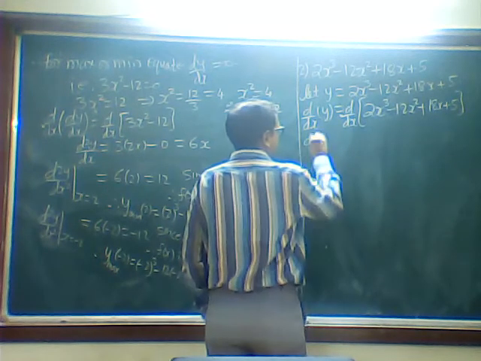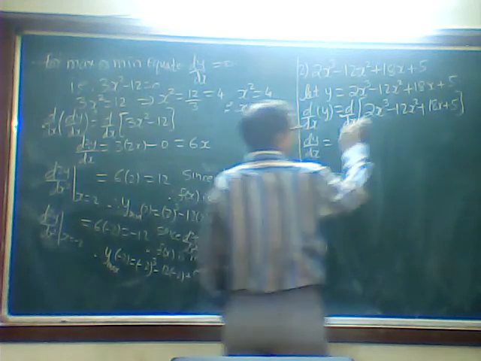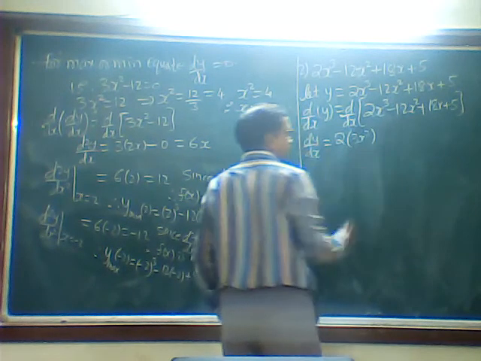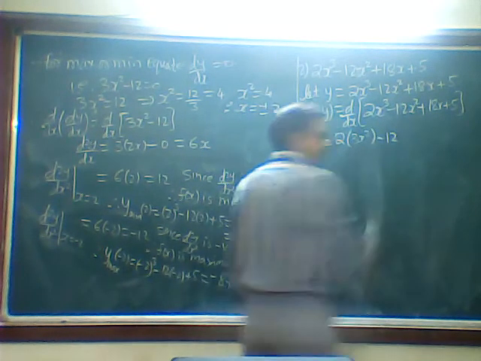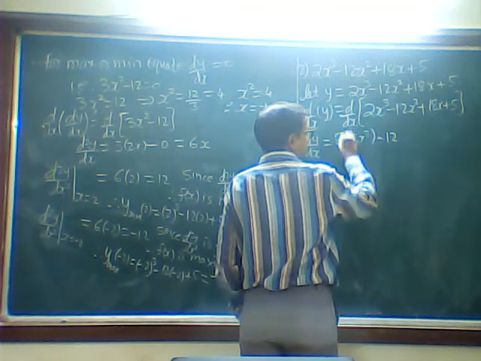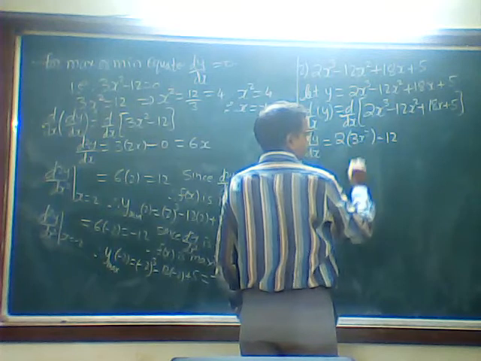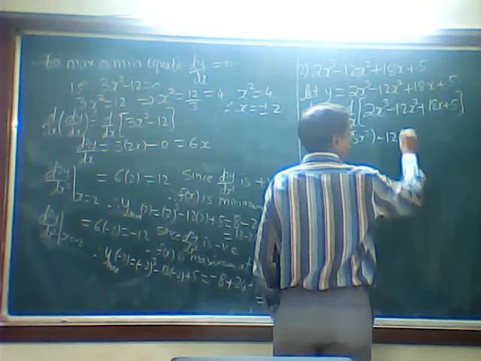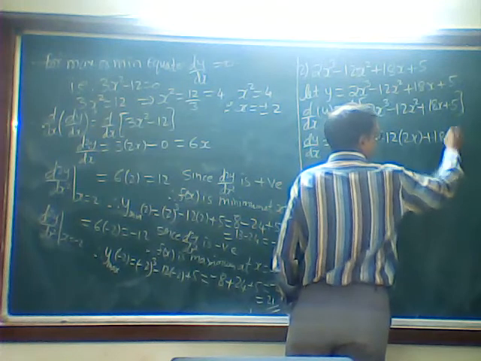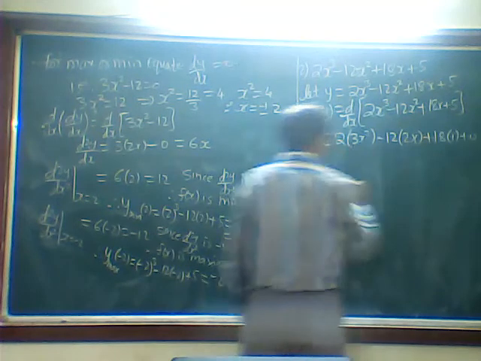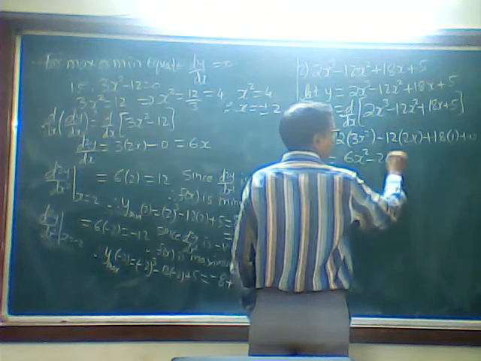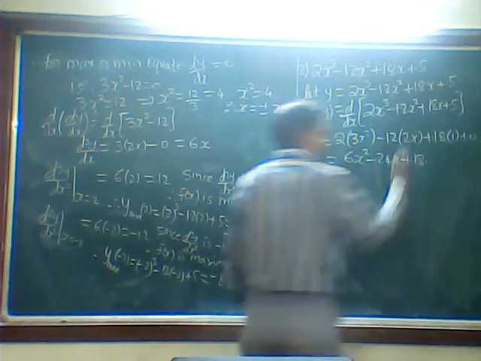Next, dy by dx is equal to 2 as it is, d by dx of x cube is 3x square, then minus 12 as it is, x square will become 2x, d by dx of 18x is 18, constant, 5 is 0. So what I am getting here? 6x square minus 24x plus 18.